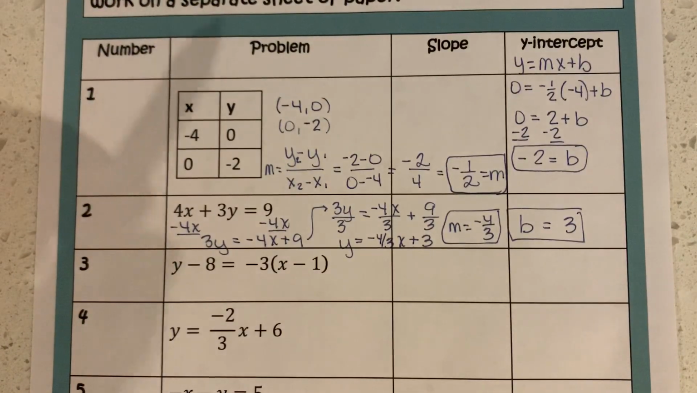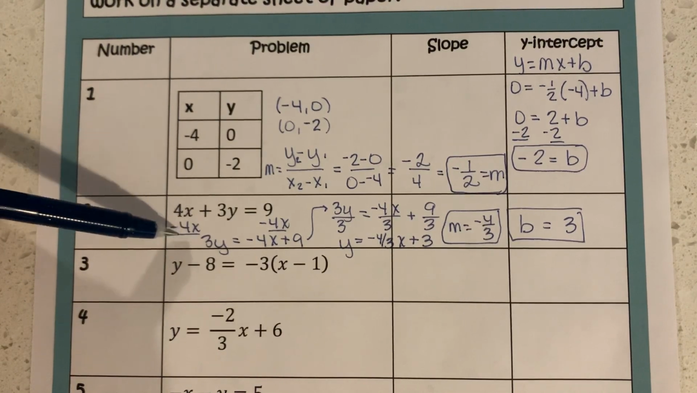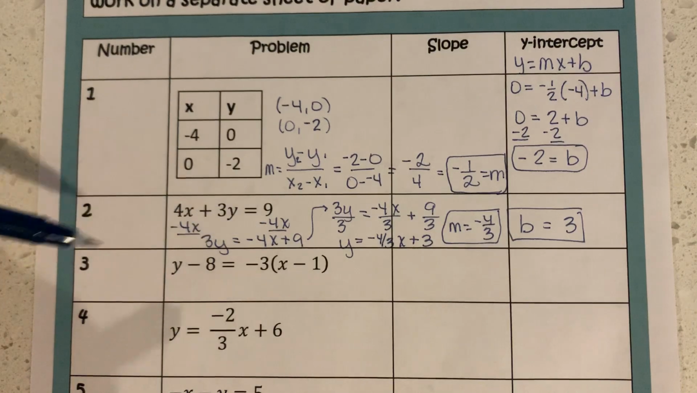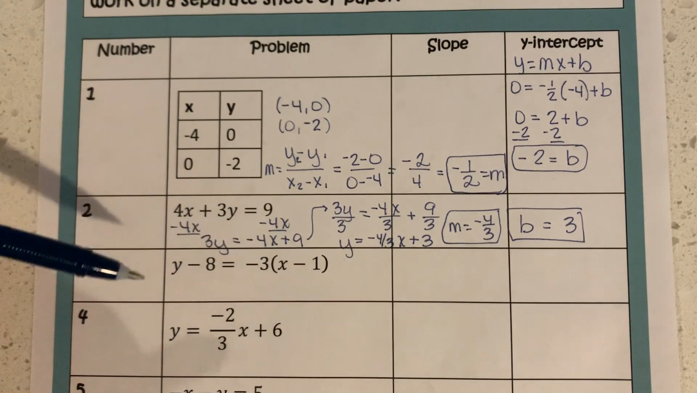All right, so my next problem, it's already written as an equation, so I simply have to put it in slope-intercept form, because remember, it's called slope-intercept form because you can just look right at it and pull out the slope and the y-intercept. So we're going to go ahead and solve for y to get it into that form. So I'm going to move my x over. So they're adding it. I'm going to subtract 4x from both sides, and I get 3y equal -4x plus 9.